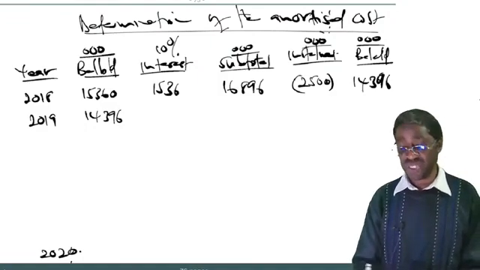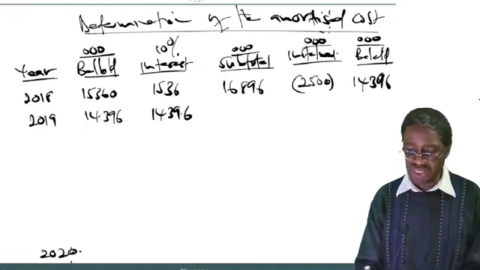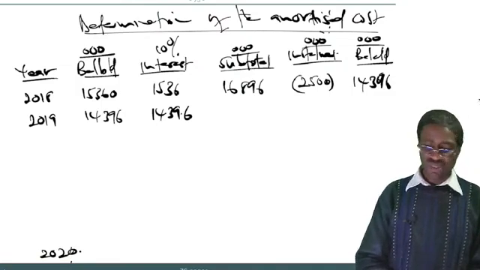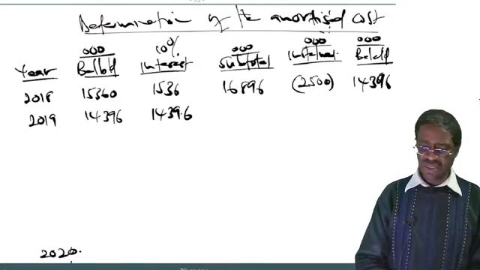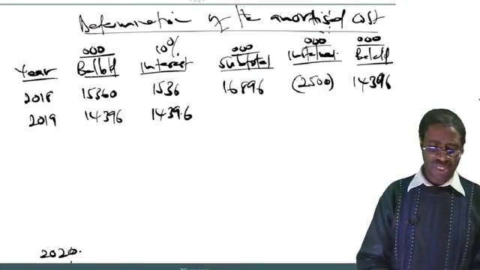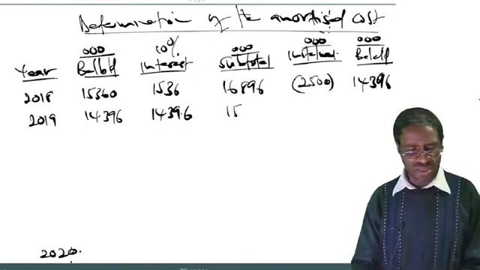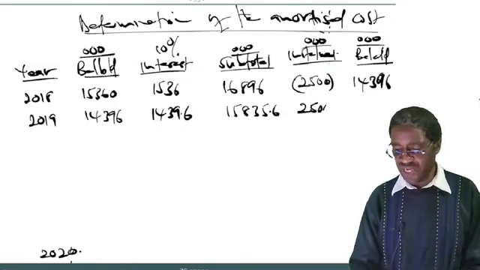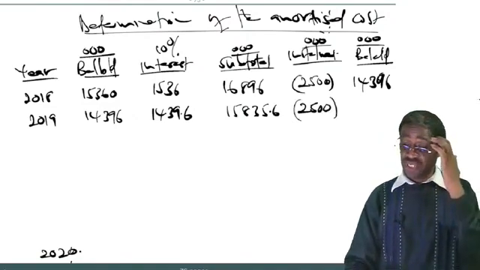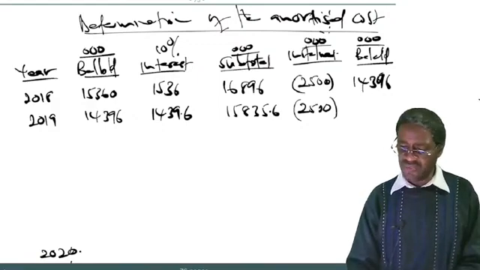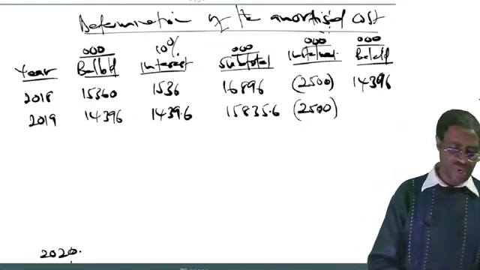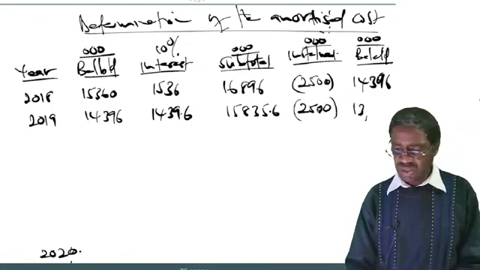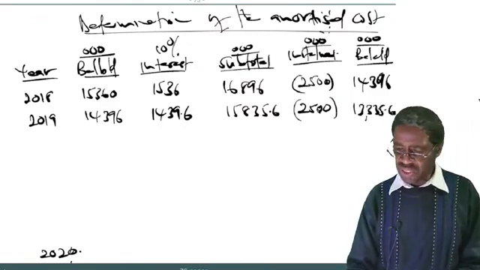That is 14,396. Again, I charge 10%. That will be 1439.6. Let me add those two: 14,396 plus 1439.6. I am getting an amount of 15,835.6. Then we pay 2,500 as the installment at the end of the year. So we are carrying down a liability of how much? I'm carrying down a liability of 13,335.6.